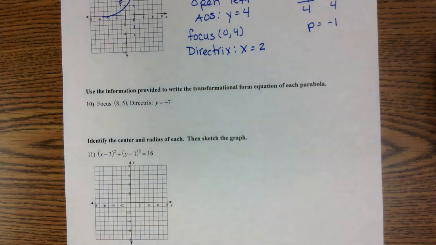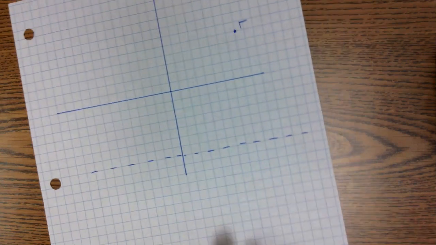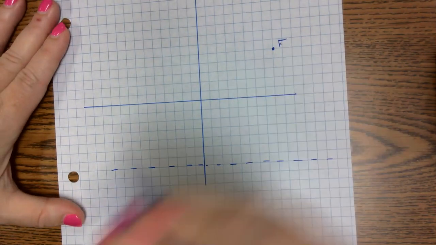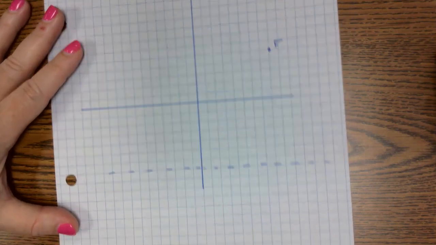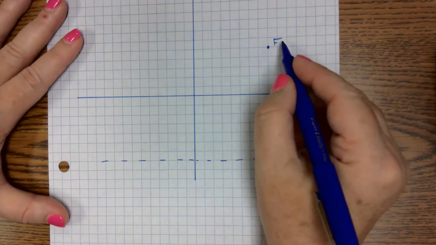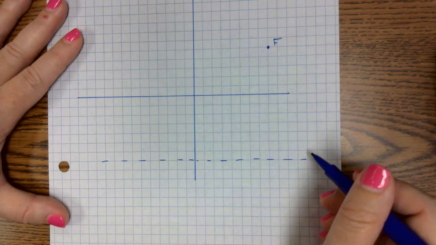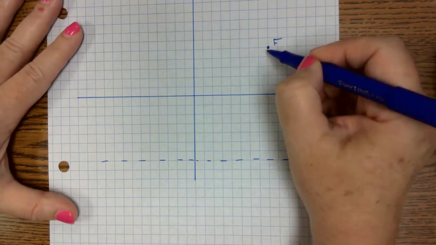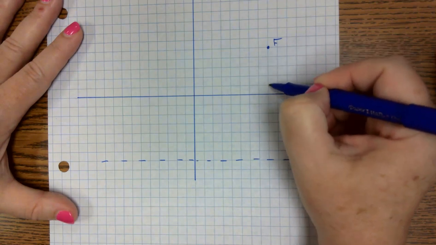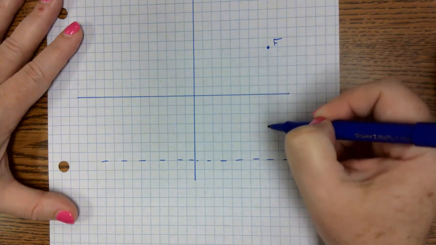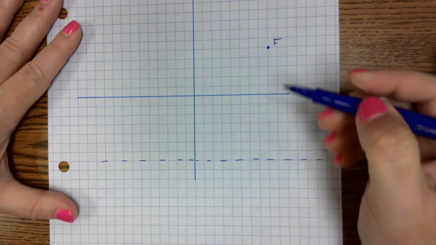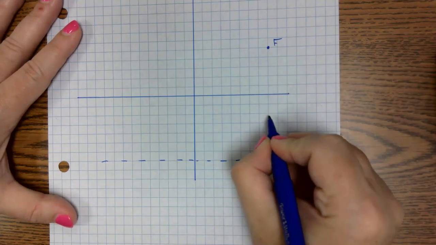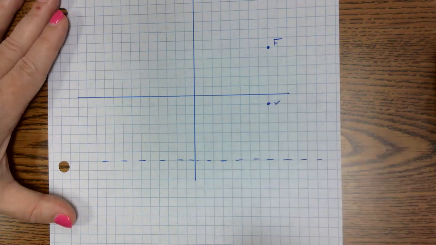So number 10. Okay, so here we go. I graphed it. It's a parabola. Oh, I kind of forgot the little f. So here's my focus, here's my directrix. We got to find the middle. So we start counting. Everything we do, we count, right? 1, 2, 3, 4, 5, 6, 7, 8, 9, 10, 11, 12. Half of 12 is 6. 1, 2, 3, 4, 5, 6.